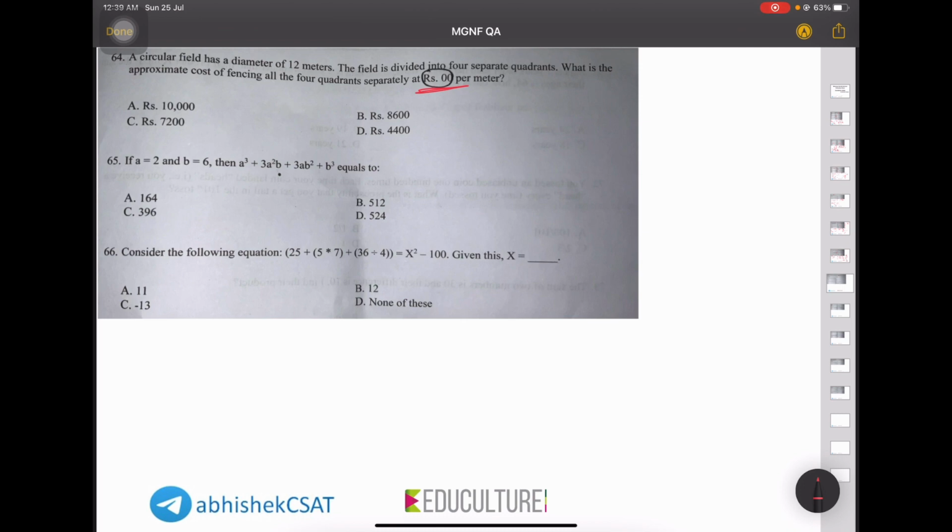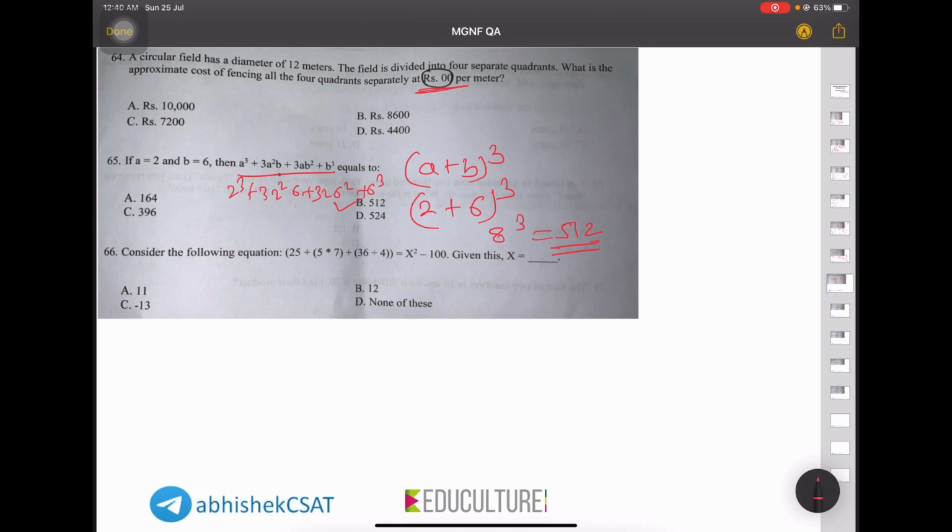Next, if A is equal to 2 and B is equal to 6, then A cube plus 3A square B plus 3AB square plus B cube is equal to what? So this is the expansion formula of (A plus B) whole cube. So what is our A? (2 plus 6) cube. That means 8 cube, that is 512. Okay. If anyone doesn't know this expansion formula, then just do it by 2 cube plus 3 into 2 square into 6 plus 3 into 2 into 6 square plus 6 cube. You can do it by this also. Answer will be the same, 512.